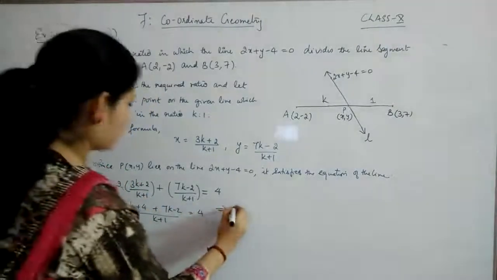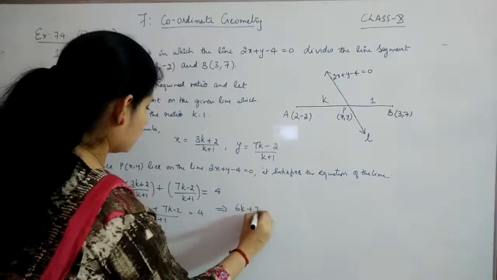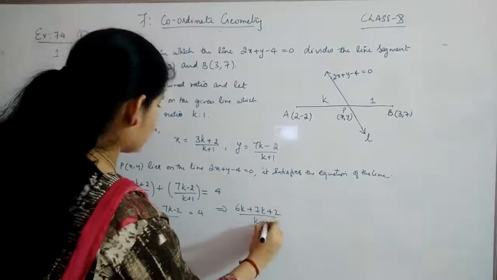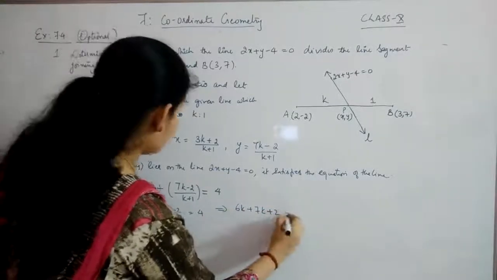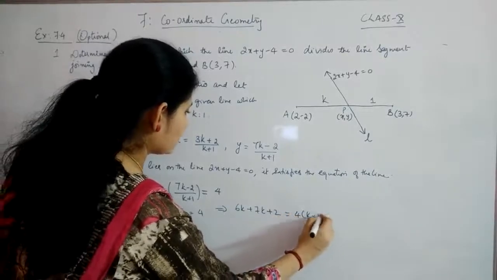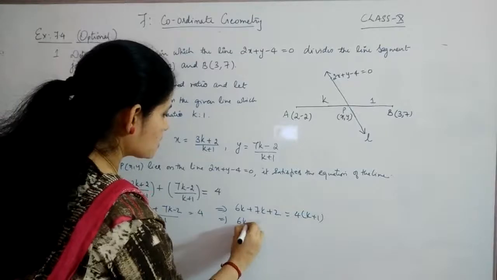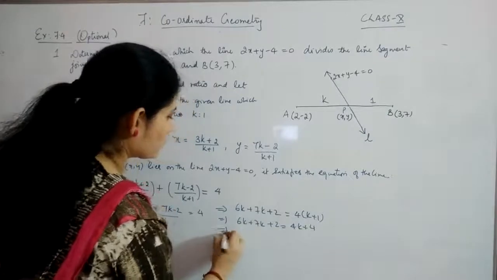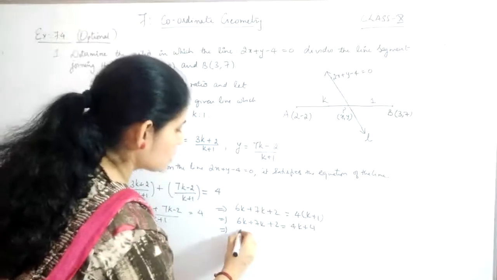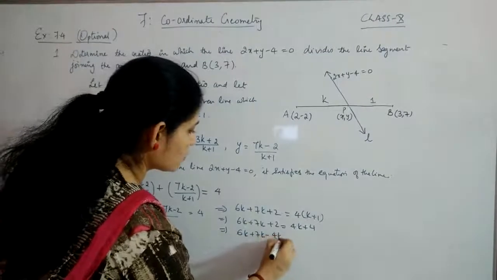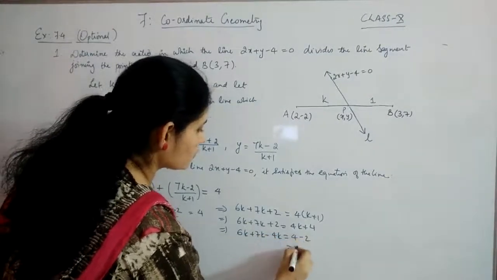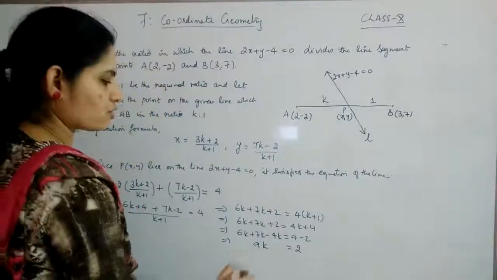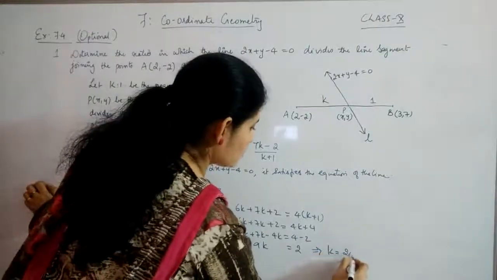6k plus 7k plus 2 divided by k plus 1, and the denominator can be taken to the other side and it will give you 4 into (k plus 1). So that is giving you 6k plus 7k plus 2 is equal to 4k plus 4. Taking your k terms together, you will get 6k plus 7k minus 4k is equal to 4 minus 2. And here what you will get? This will become 9k. 9k equal to 2 will give you k is equal to 2 by 9.